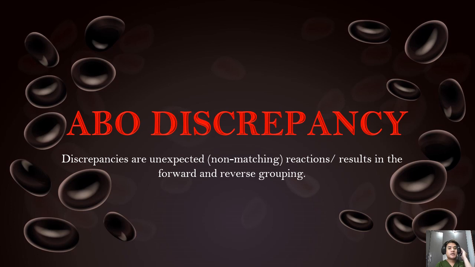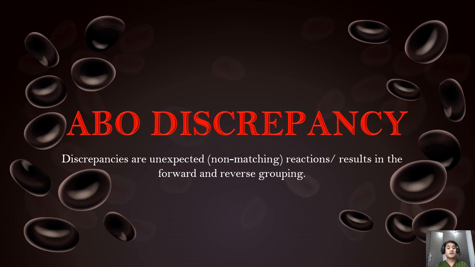So our last topic for this week's discussion is ABO discrepancy. All of the non-matching results or unexpected agglutination reactions that arise and are observed in the forward typing and reverse typing, that confuse us medical technologists in reporting the true blood type of patients, are your ABO discrepancies. Okay, class, at this point we already know about the Landsteiner rule. And given that the forward and reverse typing can be counterchecked with each other's results, it is easy to determine the presence of an ABO discrepancy.